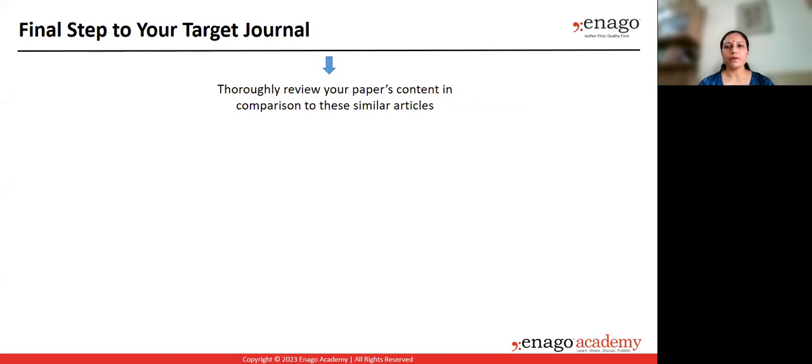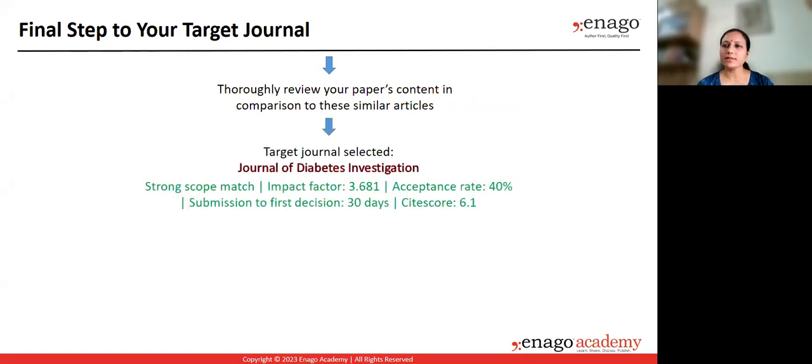After the thorough review of the paper's content in comparison to these similar articles, we finally conclude on our first target journal for the paper, which is Journal of Diabetes Investigation. Based on several potential positive factors that we have seen: a strong aim and scope match of the paper, the impact factor, which is moderate enough because it is 3.681, the high acceptance rate of the journal, that is 40%, submission to first decision, which is fast enough, that is 30 days, and a high site score, which is 6.1. Now, you may have a question in mind.